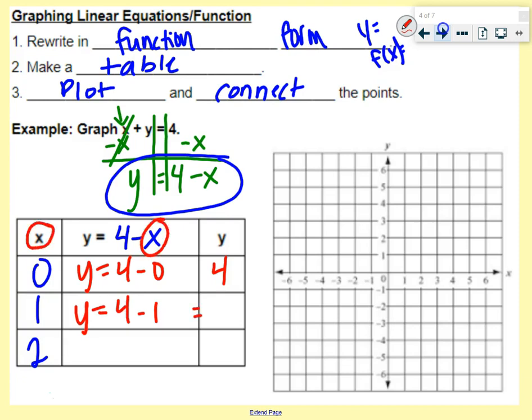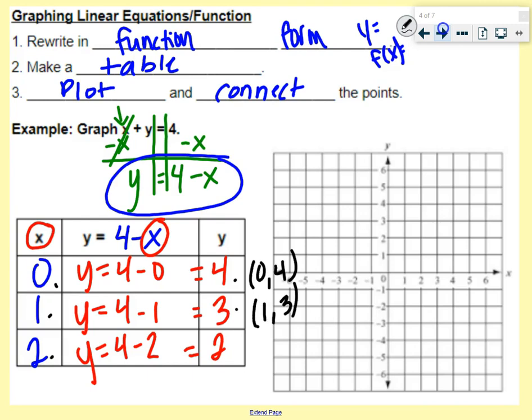4 minus 1 equals 3. Last one, y equals 4 minus 2. We're putting 2 in for x. 4 minus 2 is 2. So now we have coordinate points. We have 0, 4, 1, 3, and 2, 2.